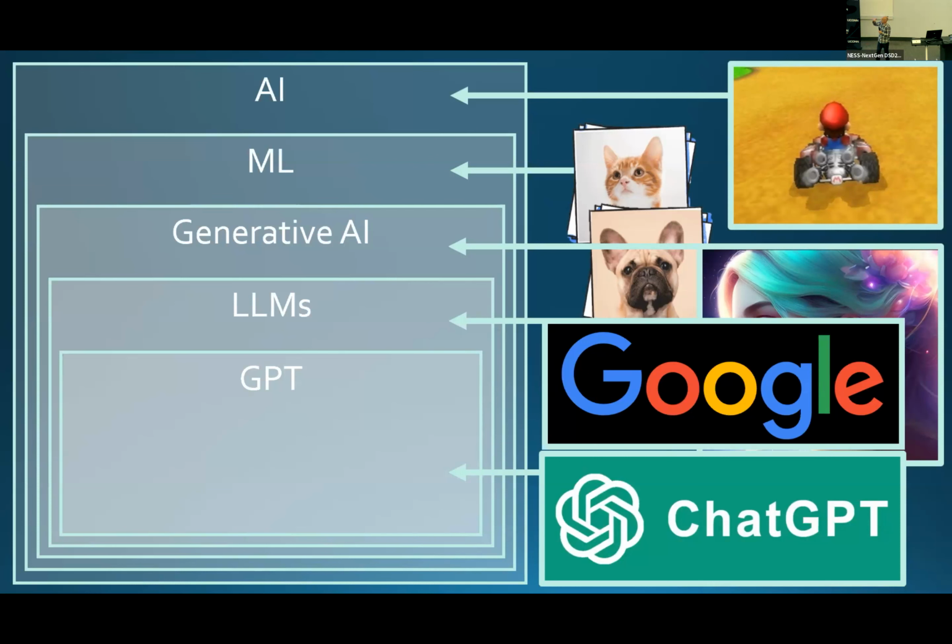GPT stands for Generative Pre-Trained Transformer. Generative because it's in this category of generative AI, and pre-trained because somebody has prepared the model for you and it's all ready for you to use. And transformer we will define later.